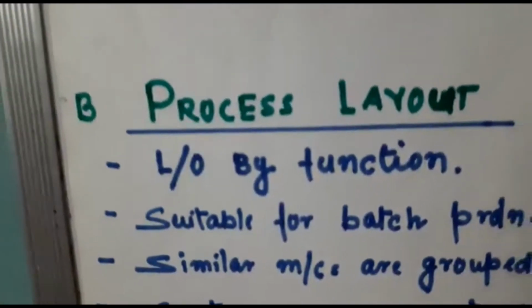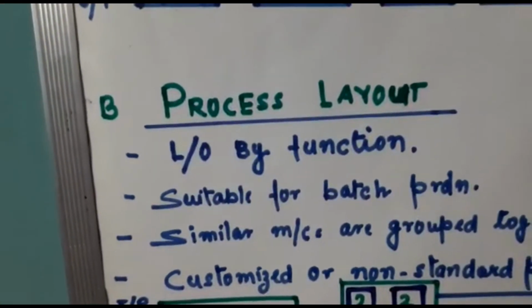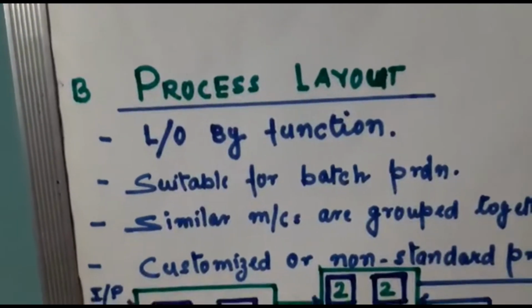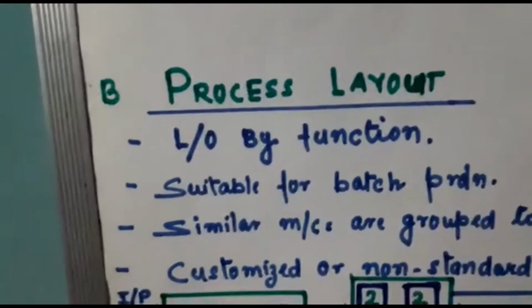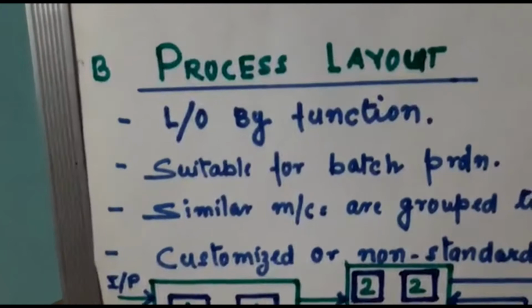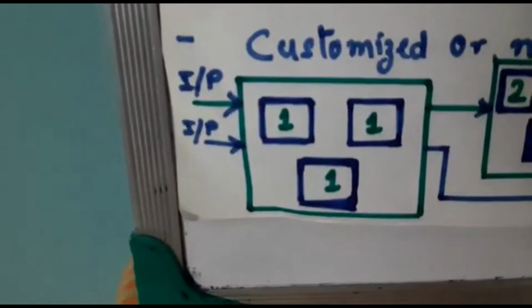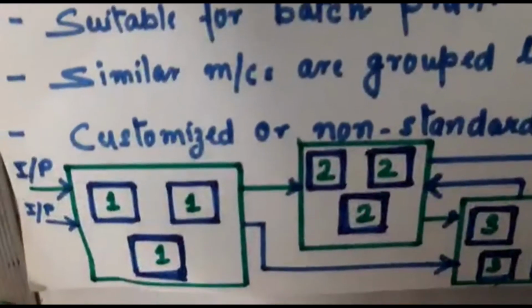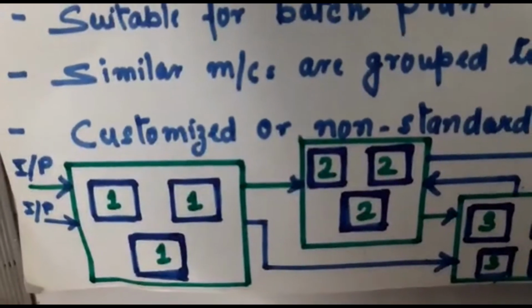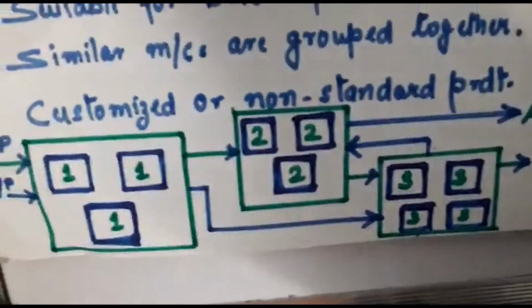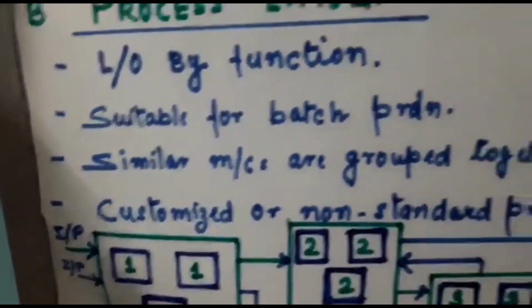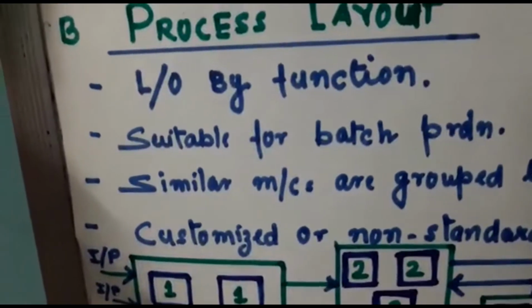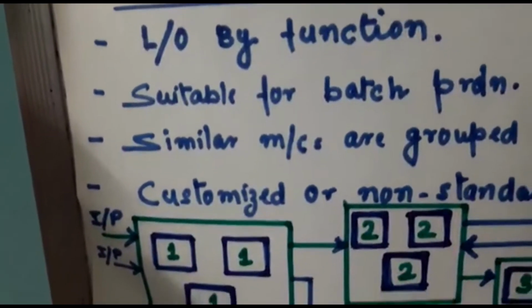A process layout is called layout by function. Why is it called layout by function? Because all the machines of similar type are grouped together and put in the same place, right? So here, as we can see from the diagram, all the lathe machines represented by 1 are put together, all the drill machines represented by 2 are put together, and this goes on like this. Here the similar machines are grouped together, and this is suitable for batch production where we produce in small batches.